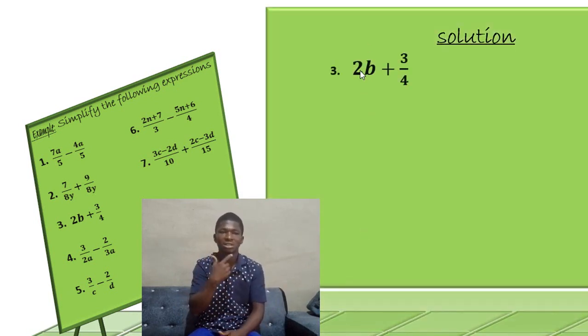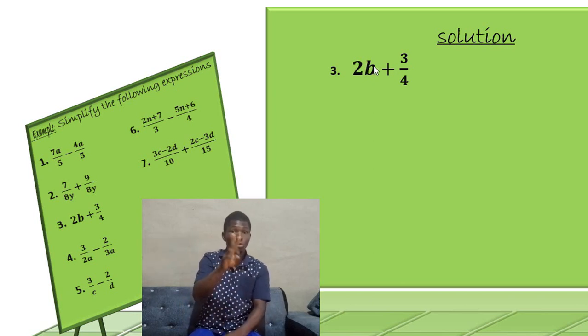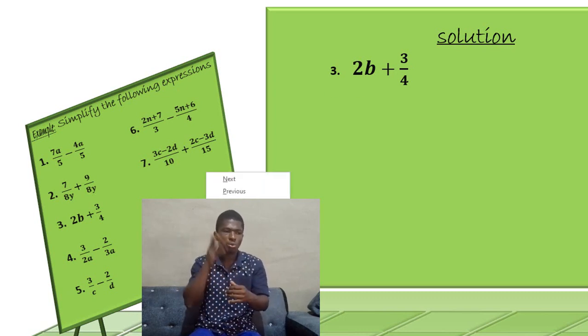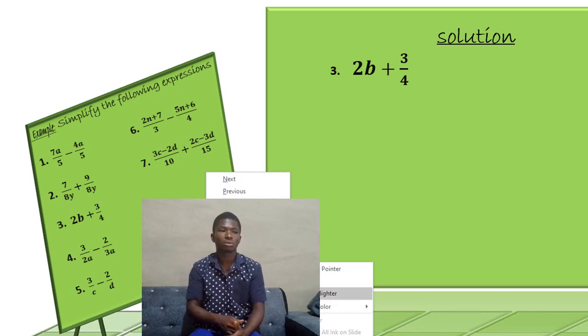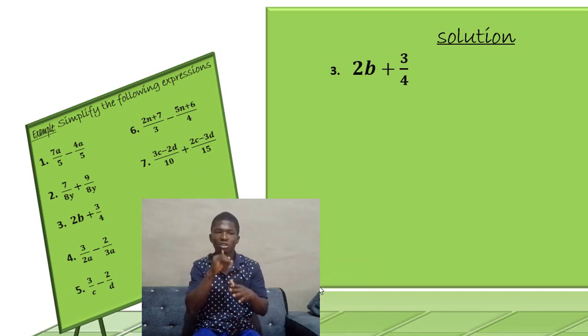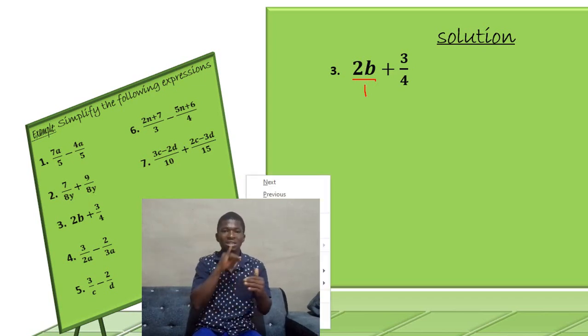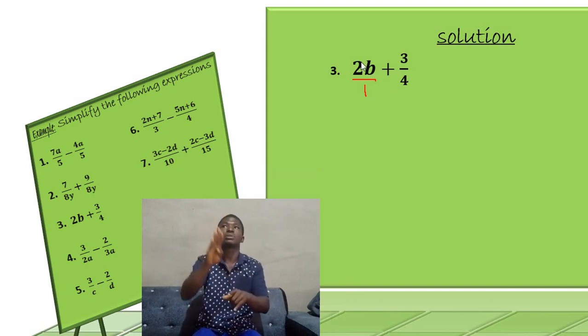Question 3 here says 2b plus 3 over 4. So 2b here is looking as if it's not a fraction, and this is 3 over 4, a fraction. So how would we do it? What we do is we turn this 2b into a fraction by saying divided by 1. Remember, 2b divided by 1 is the same as 2b. So now I have 2b all over 1, then plus 3 over 4.